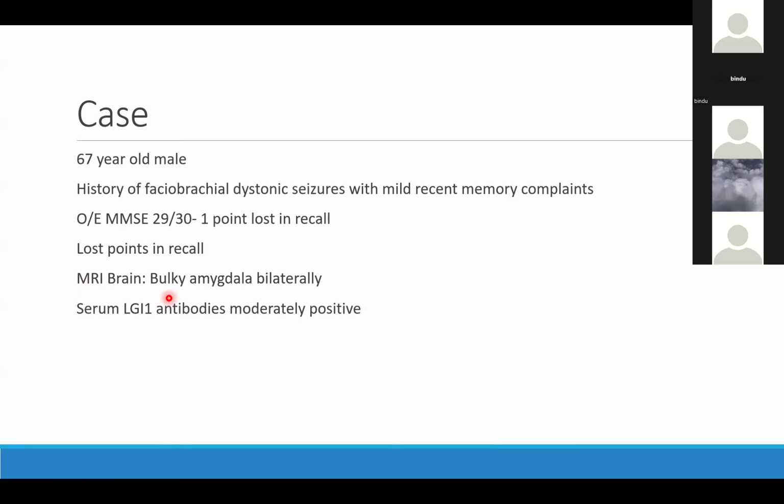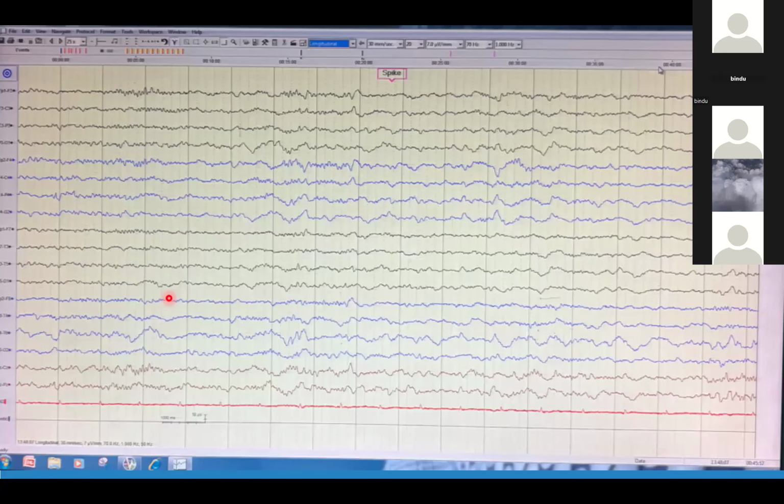MRI brain showed bulky amygdala bilaterally, and his serum LGI1 antibodies were moderately positive. Here the EEG, read in bipolar montage, showed left temporal slowing and right temporal slowing.